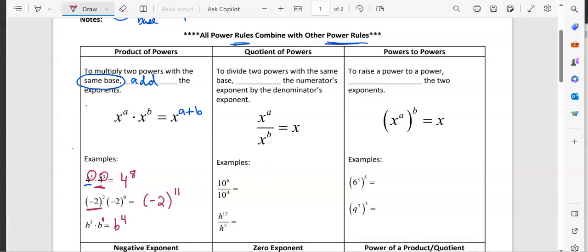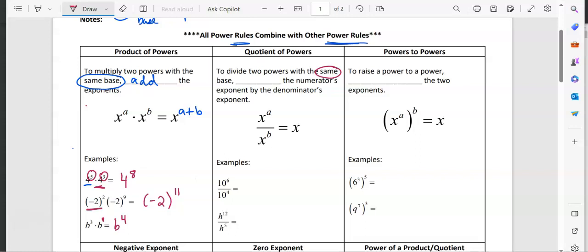Okay, so that was our first example, product of powers, our first rule. Our second rule is the quotient of powers, quotient meaning to divide. So we are dividing two powers, again, with the same base. If we have a different base, we cannot use this property, cannot use this rule.